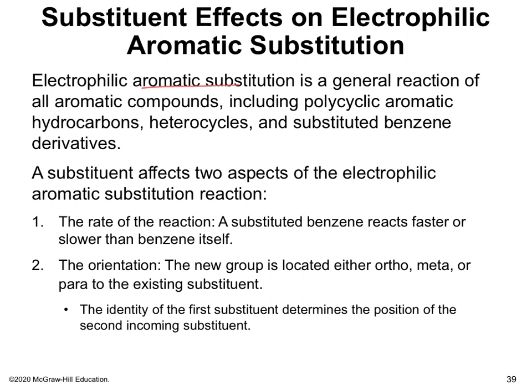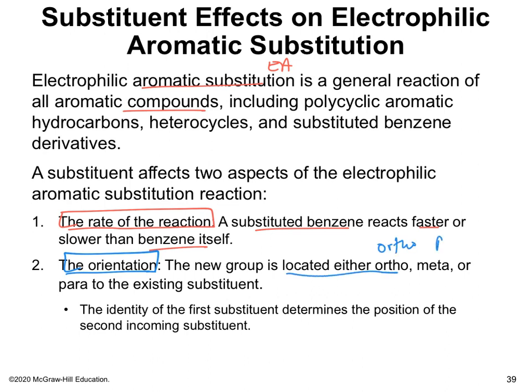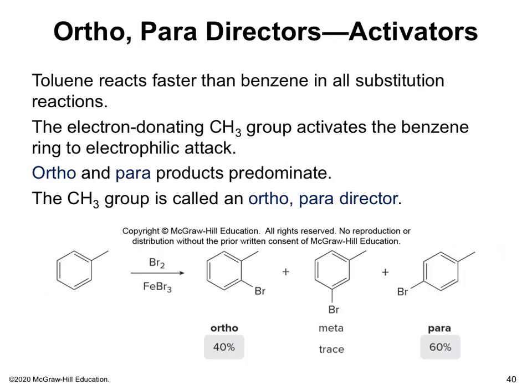So electrophilic aromatic substitution is a general reaction of aromatic compounds, and you consider two things: the rate of the reaction. So a substituted benzene can react faster or slower than benzene itself. So we've talked about that. The orientation, these are called directing groups. So they're either going to be ortho-para directing groups, or you're going to get meta directing groups. And so those are the two things to consider.